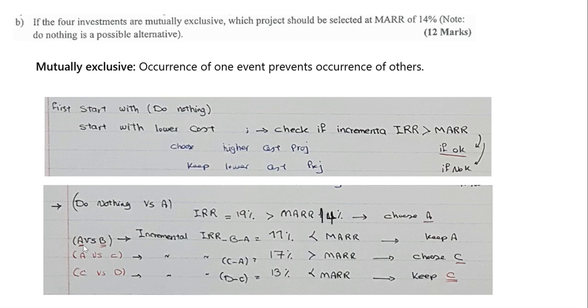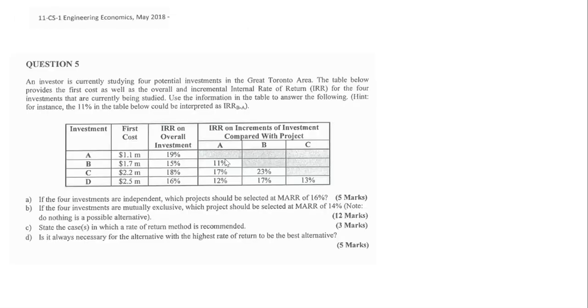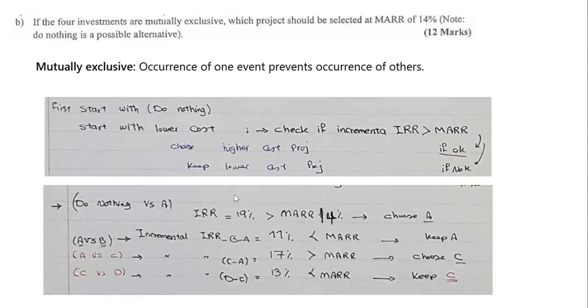Now comparing A with B, the difference between A and B would be 11%. 11% is less than 14%, so we keep the previous one, A. We go to the next one, C. Compare A with C: the IRR for C and A is 17%, which is more than MARR, so we go forward with C. Compare C and D. According to the table, it's 13%, less than 14%. So we keep C. C is the project we choose based on mutually exclusive.